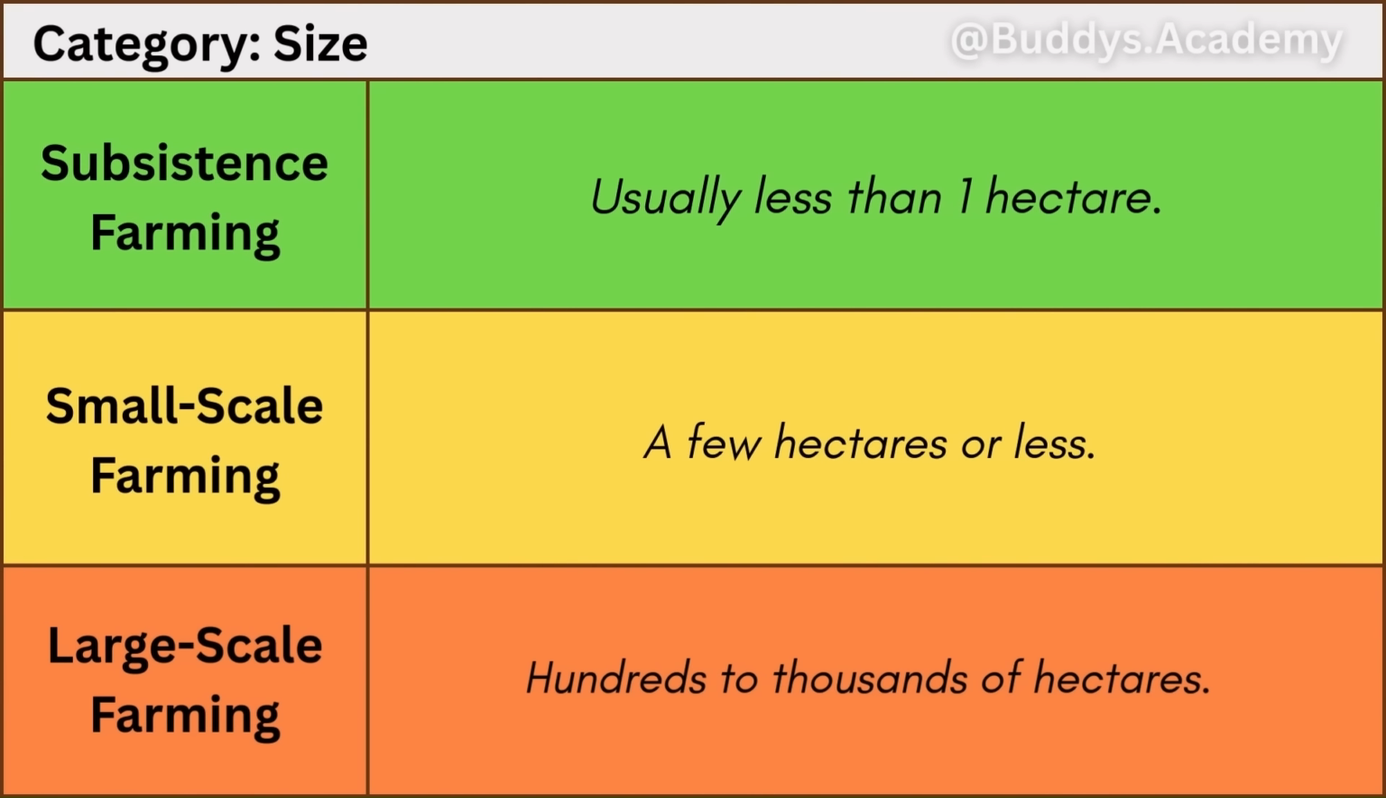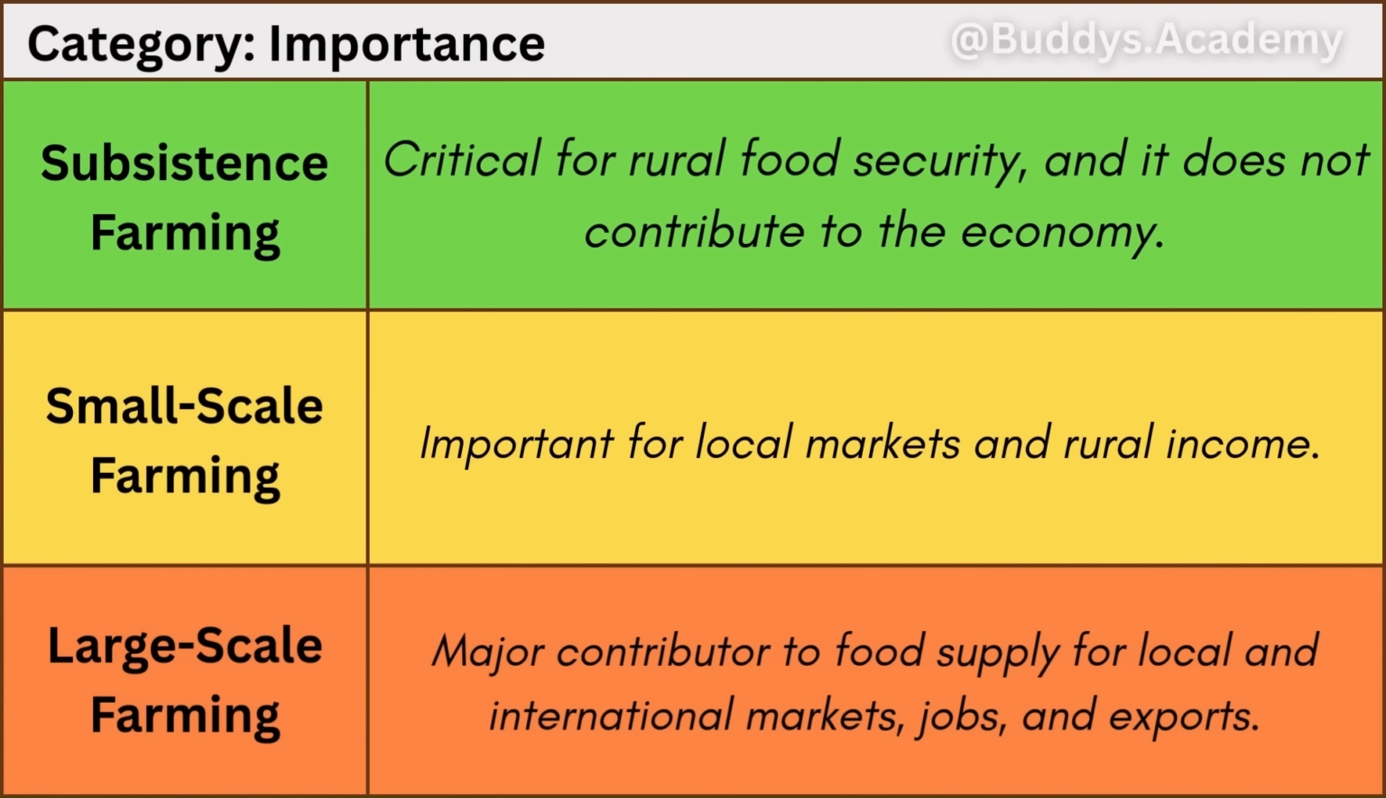When we're looking at size, your subsistence farming is usually going to be less than 1 hectare. That means it's going to be quite small plots of land, and again it's going to be family run. With our small scale farming, we can have a few hectares or less, and it's generally going to be smaller plots on a single unit. Again, it can be run by women and the rest of the family. So in terms of your large scale farming, you're going to have hundreds to thousands of hectares. That means that this land is going to be huge, right? And obviously with huge land, you're going to have a large number of employees, all of which will be fulfilling your different roles.